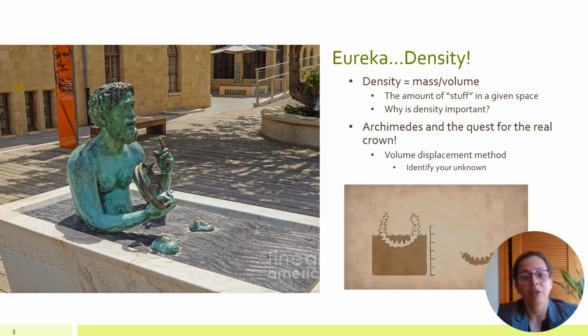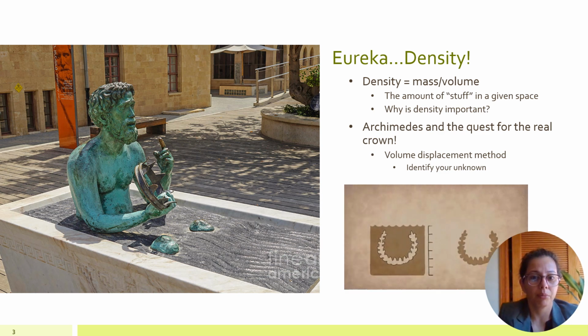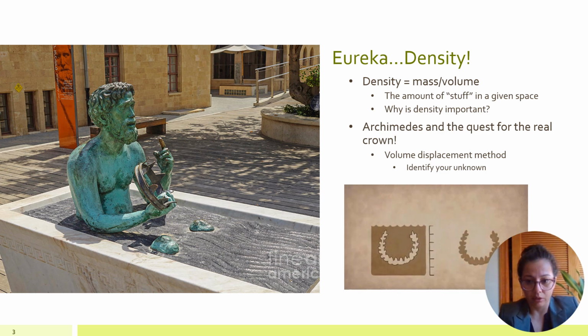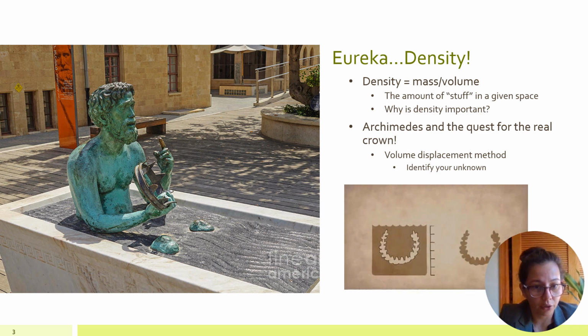So for our lab, we're going to use this same volume displacement method that Archimedes implemented. What we will do is we will weigh out your unknown. We will then use the volume displacement method to submerge it in water, and you will be able to measure the volume displaced by your unknown.